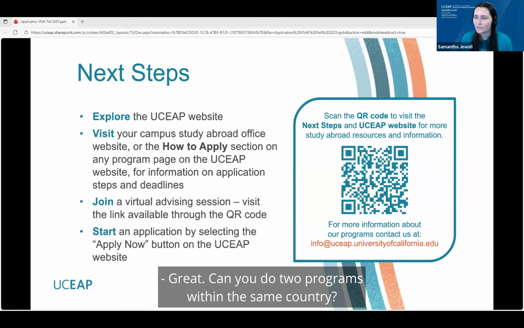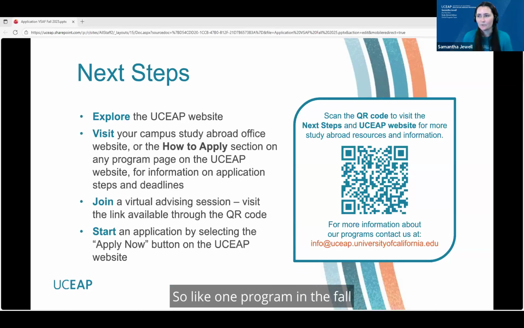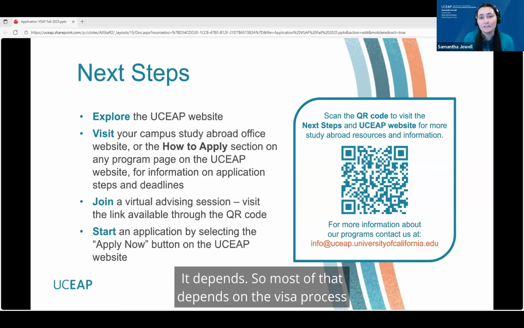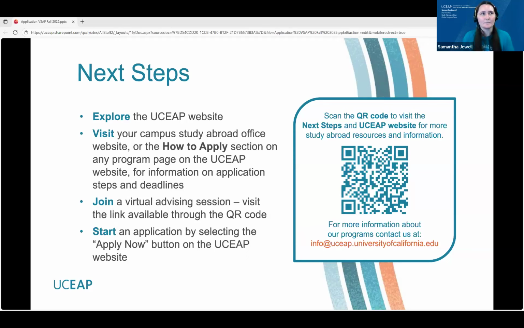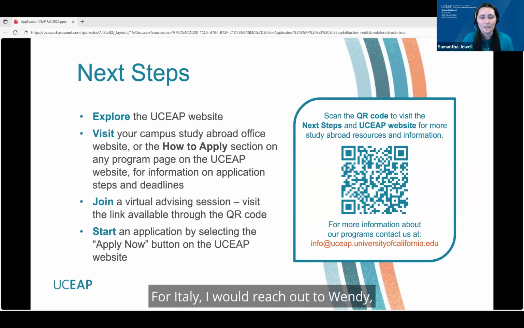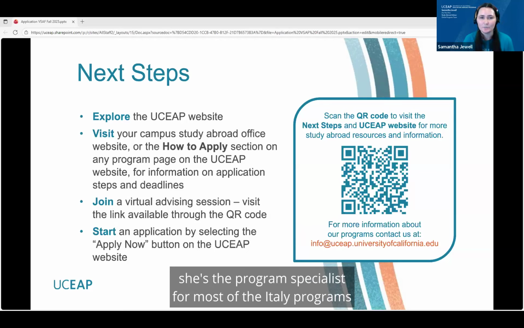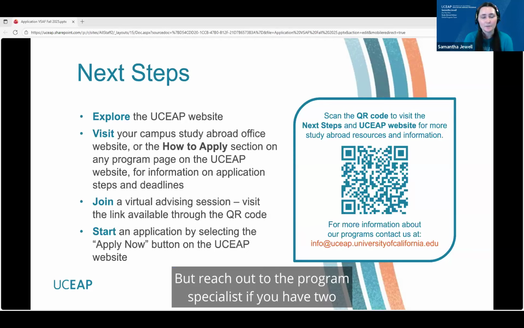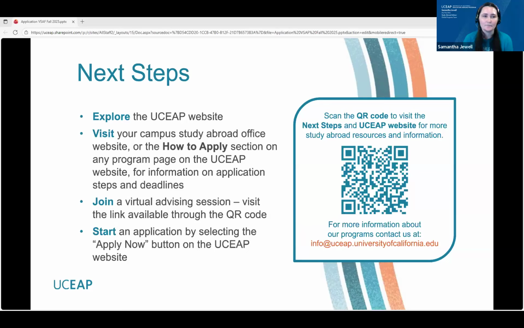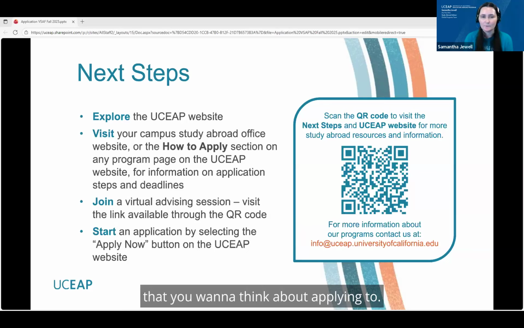Can you do 2 programs within the same country? Like one program in the fall and then one in the spring, 2 different programs in the same country. It depends. Most of that depends on the visa process for the country that you're applying to. For Italy, I would reach out to Wendy. She's the program specialist for most of the Italy programs, and she's really knowledgeable about the visa process for Italy. But reach out to the program specialist if you have 2 programs that are going back to back that you want to think about applying to.